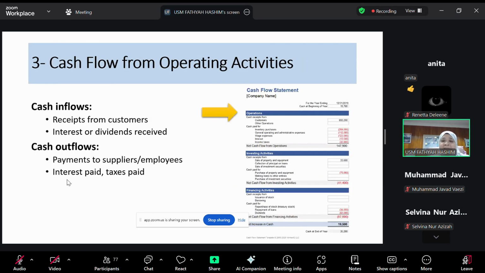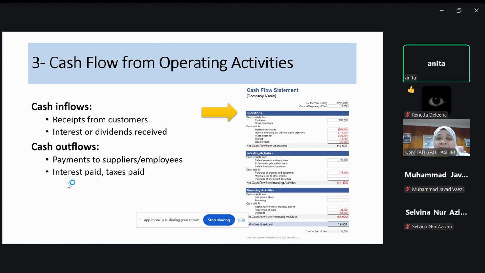Okay. So an example of cash inflow from operating activities consists of cash that the company receives from customers. We get the cash, right? So the company gets the cash. So cash inflow, itu masuk ya.